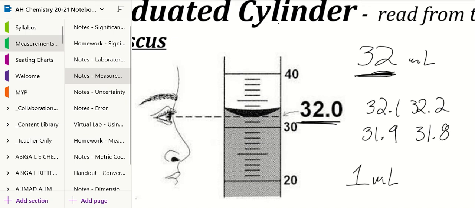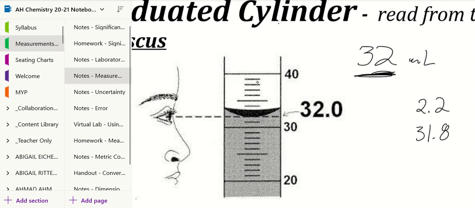Have you guys been taught all known digits and one estimated digit before? No. So that is what is accepted in science. So it's not a rule I'm making up, I promise. It is what is accepted.